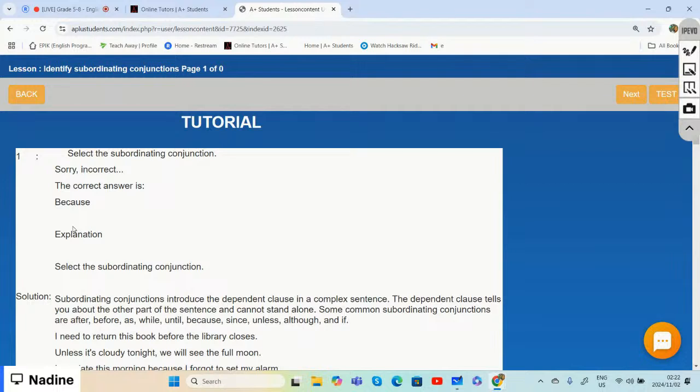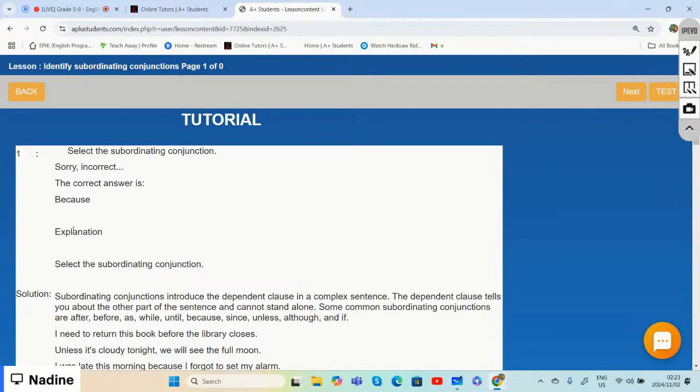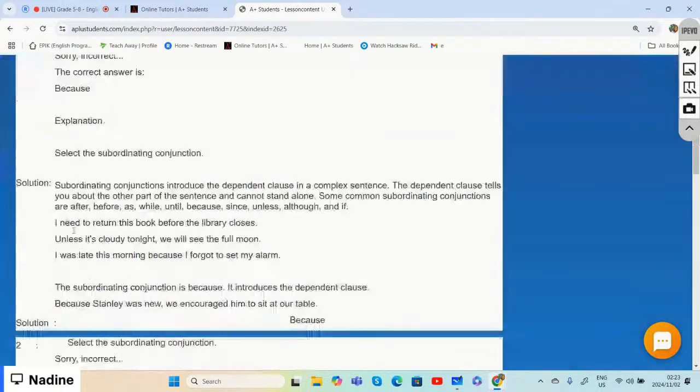If it is sunny outside, I will play at the park. Yes, because if is our subordinating conjunction within that sentence. Well done. If it is sunny outside, I will go and play at the park. Guys, well done. Well done. Spot on, seriously.